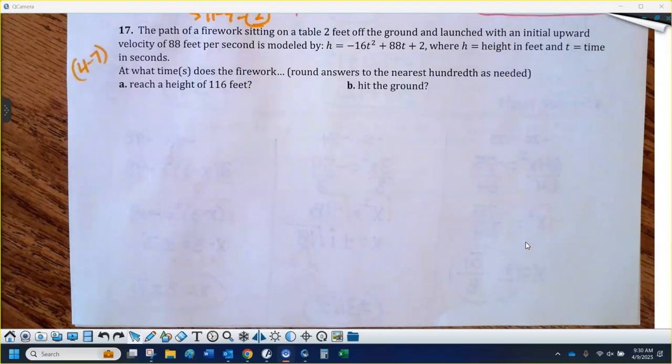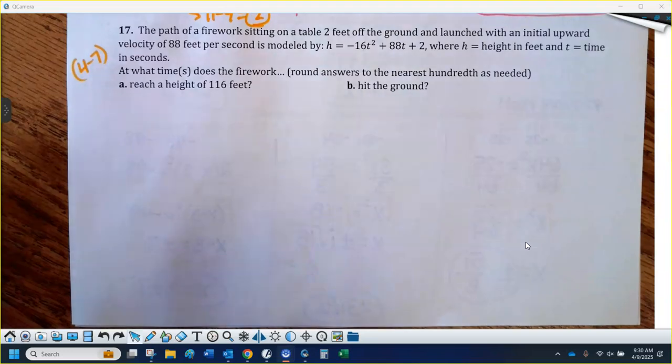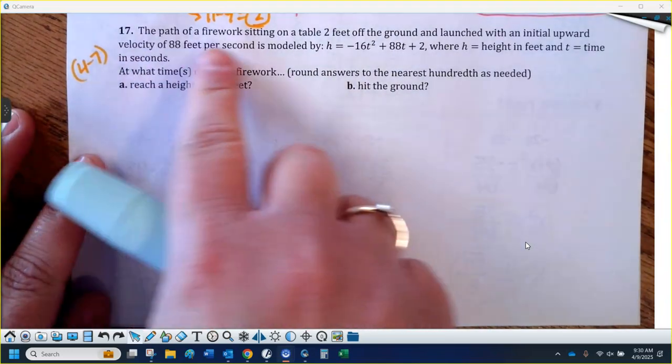Now, you guys are probably going to want a calculator for sure for this question because we're going to round to the nearest hundredth. So if anybody needs to borrow one, feel free to run back and grab one off my desk.